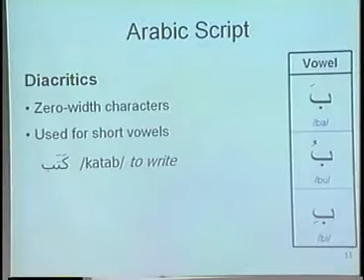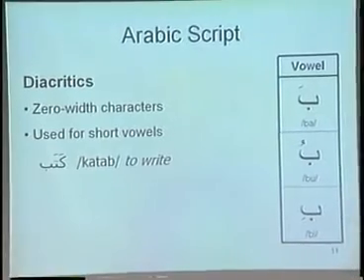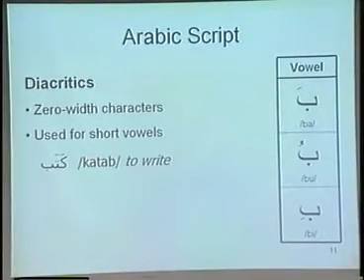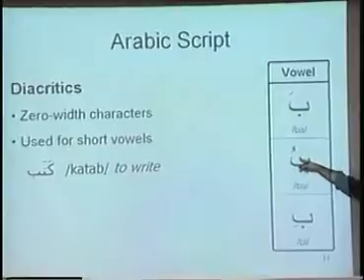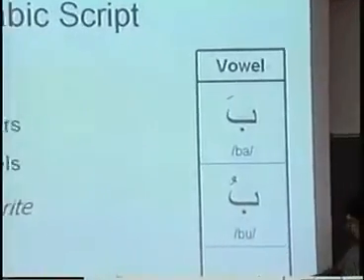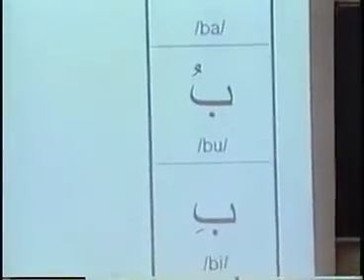So, diacritics. Diacritics are zero-width characters, which means basically they need something to appear on top of. They're not going to stand alone by themselves. They're used for different things. The most common use is as a short vowel. Arabic has 3 short vowels, a, u, and i, and you get these different forms. It's a slash in the case of the a that appears above, a little squiggle in the case of the u, and a slash that goes under in the case of the i.